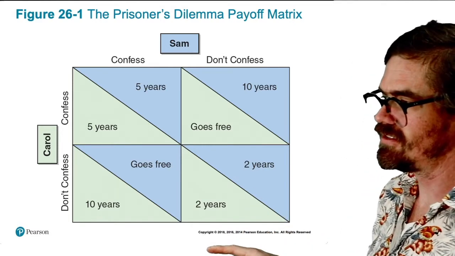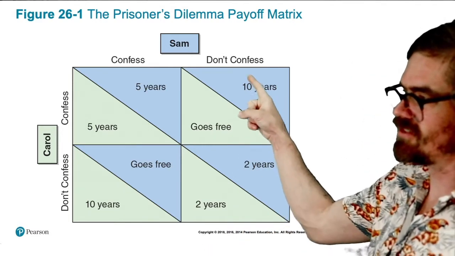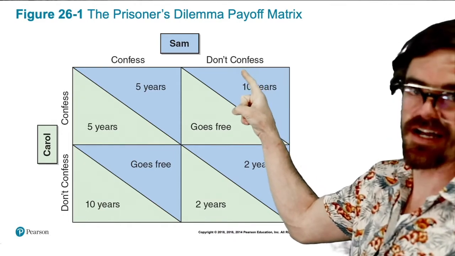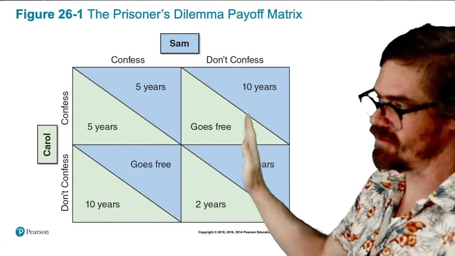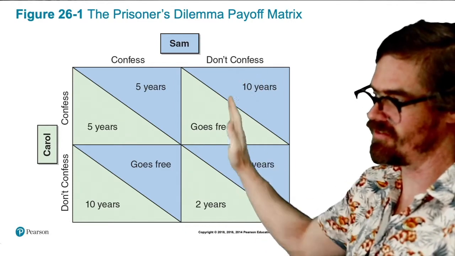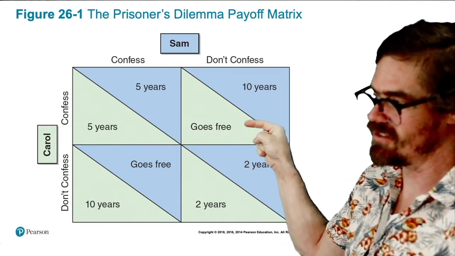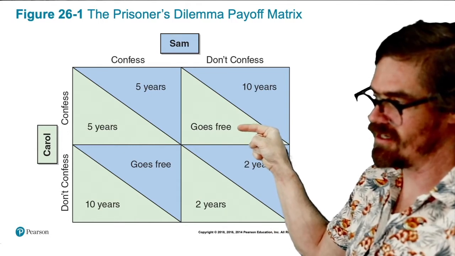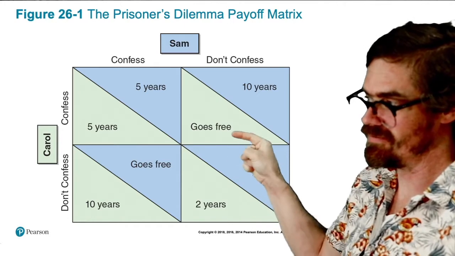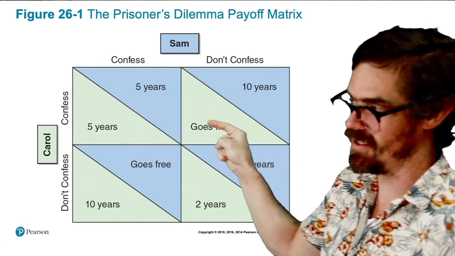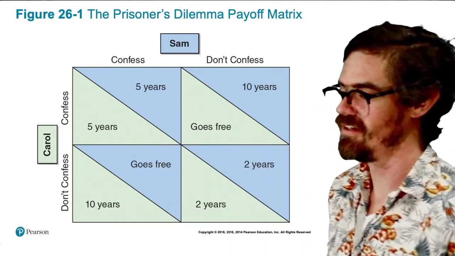Suppose Carol really strongly believes that Sam is not going to confess. What's her best choice? We're in this column because she's assuming Sam doesn't confess. What are the two outcomes? Go free or 2 years in prison? What's better? Well, going free. And that means that she should confess.